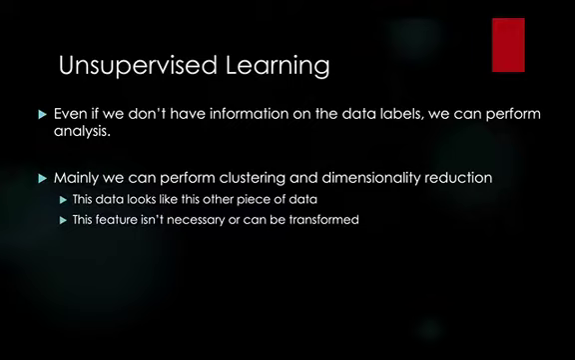When it comes to clustering, we just want to see that this data looks like this other piece of data, so we can see that they're kind of similar. And dimensionality reduction is saying this feature isn't necessary; it can kind of be transformed. Let's dive deeper into what clustering and dimensionality reduction actually look like. For both of these techniques, there are numerous algorithms. There's tons of research. Each of these could be an entire course on itself.